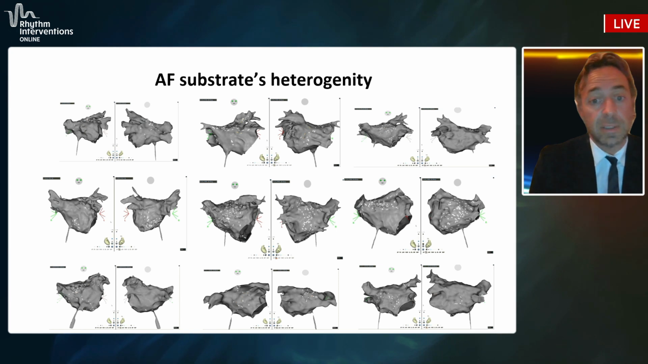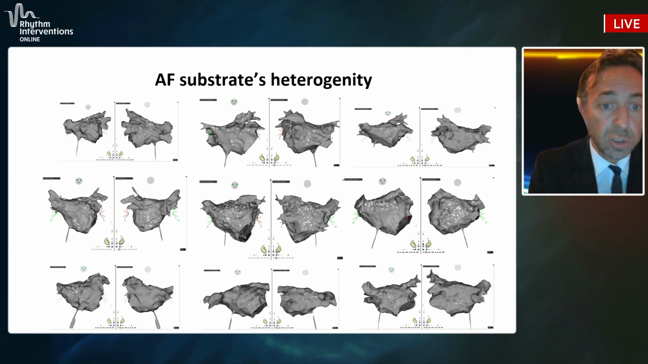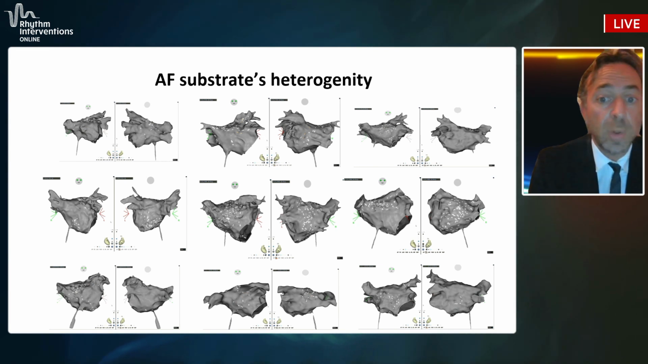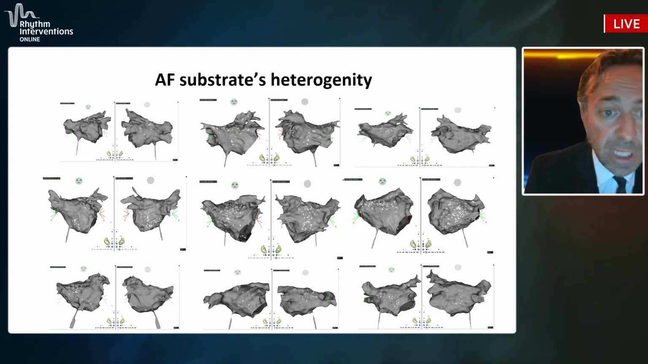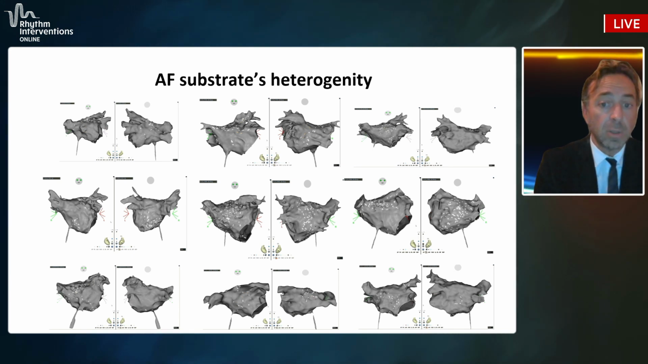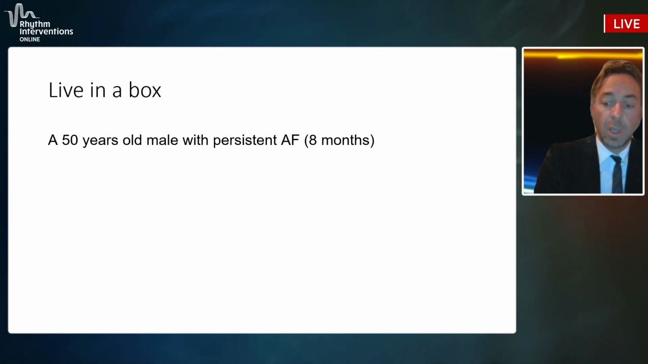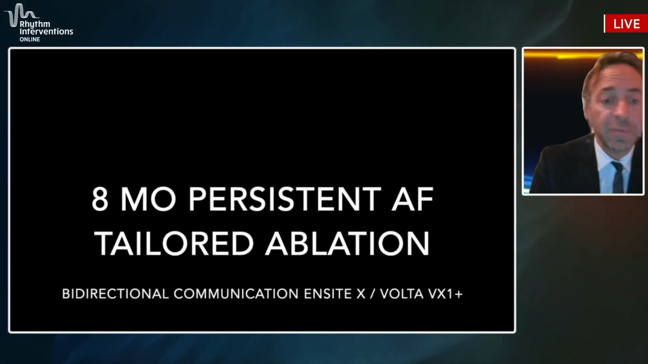So the substrate is schematized with the clusters of white dots. And you can see different examples showing how much each AFib and each patient is unique here, and how much, in my opinion, we should have a different ablation set in all these patients. Let me show you right now an example of a 50-year-old man with an 8-month persistent AF.